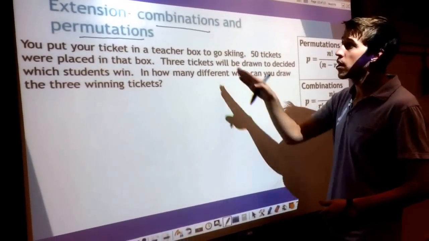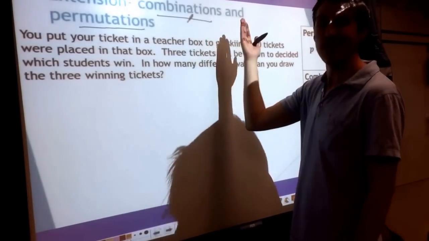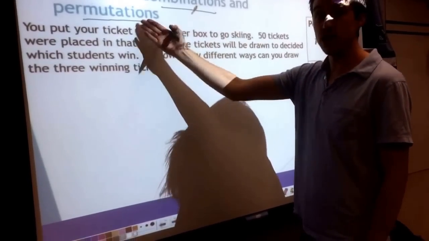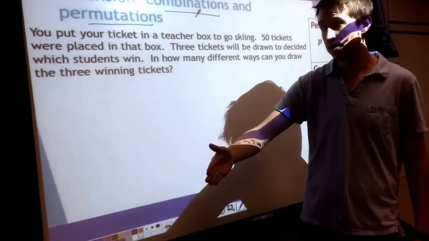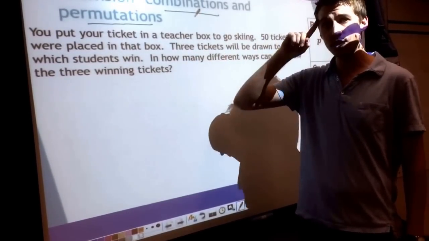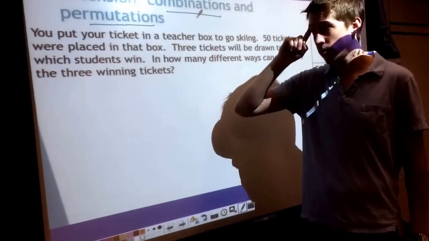Because it determines the equation you're going to use, and they're different enough that your answer is going to be really different. So remember, combinations, the order doesn't matter. Permutations, just like first place, second place, third place, the order matters. So when you read this, think to yourself, does the order matter or not?